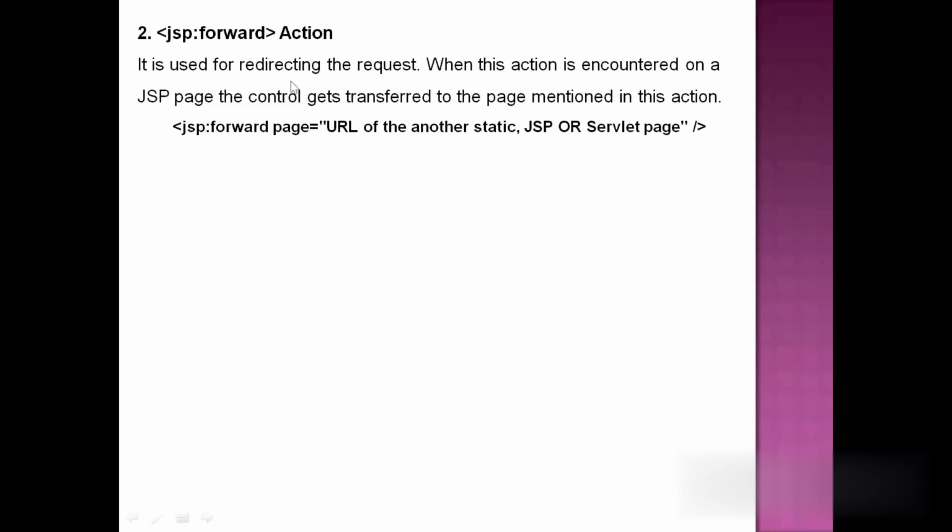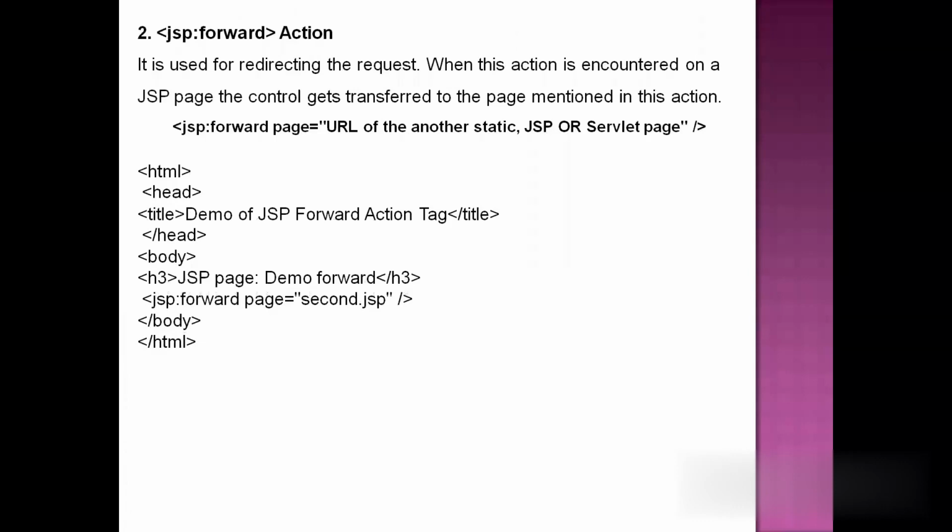So here, see the syntax of the forward tag: jsp:forward page equal to the URL of another resource file. It may be a static file, or a servlet file, or any JSP file. So whenever you specify the URL here, automatically the current page process will be stopped right there. Then it will forward the request to the specified URL. Once the specified file's execution is over, it will come back to the previous page. Okay, this is about the JSP forward tag.